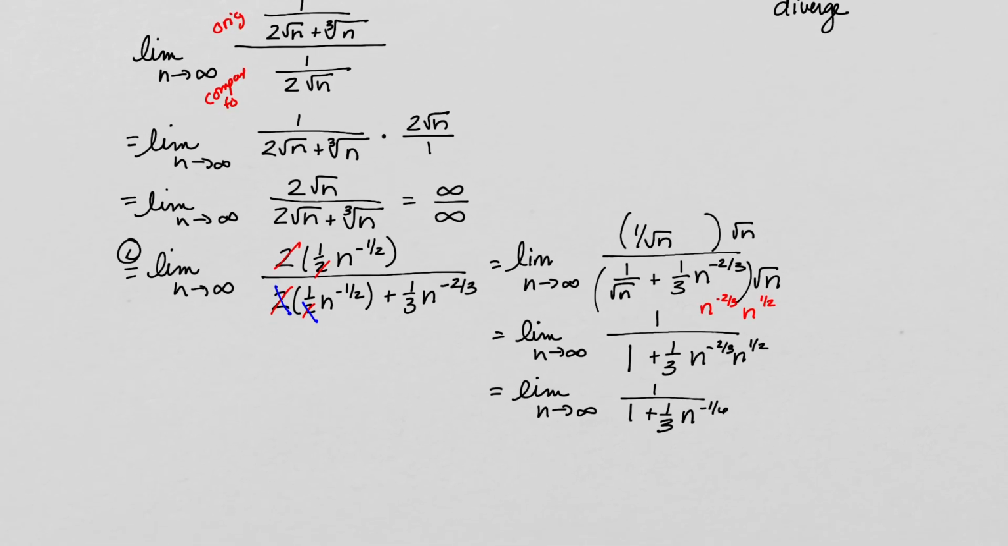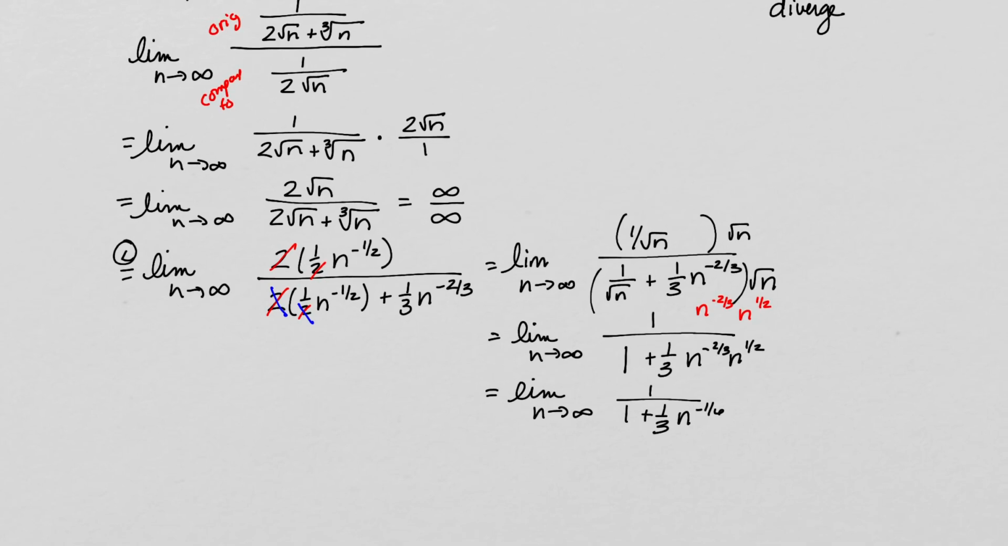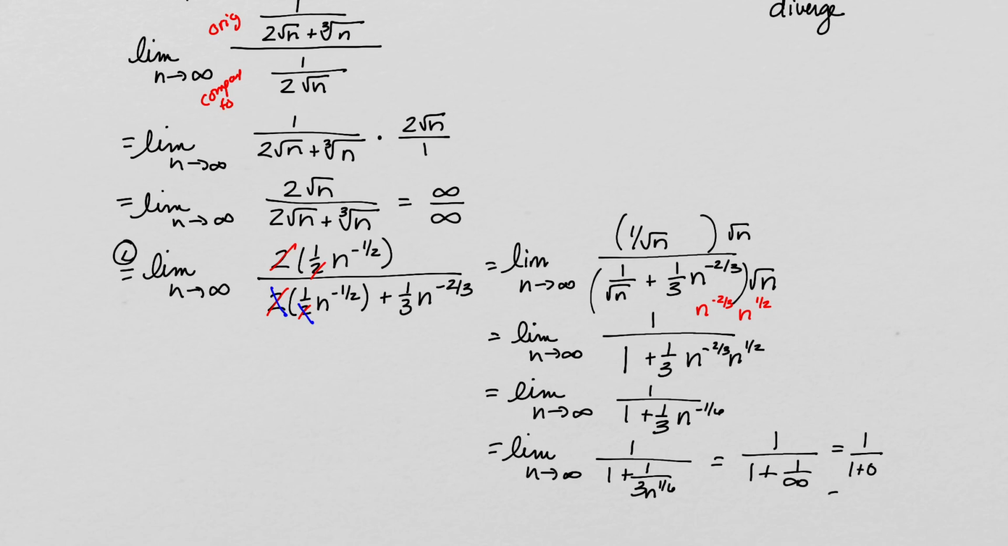And so I'm going to move this up a little bit. This is where I hate that you can't see the whole board at once. So this is the limit as n approaches infinity of 1 over 1 plus 1/3 n to the 1/6. And so now if I plug in infinity, I get 1 on the top, 1 plus 1/infinity. And so that's really just 1 over 1 plus 0. So the whole thing is 1.